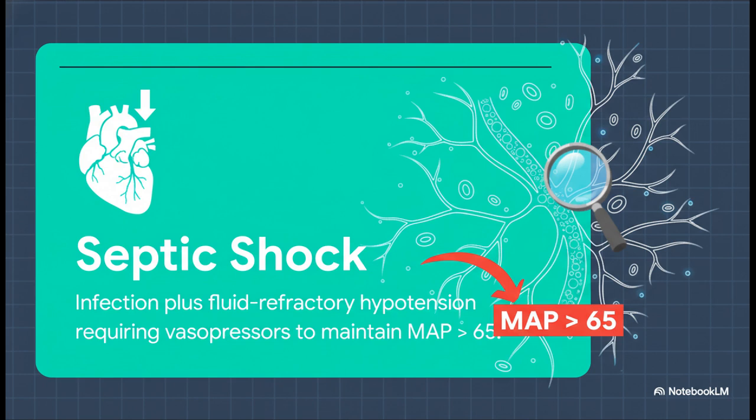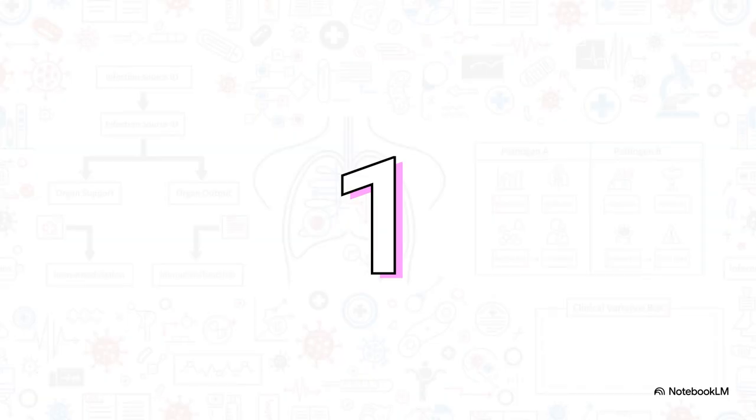You're looking at clinical evidence of infection combined with persistent fluid refractory hypotension requiring vasopressors just to keep that mean arterial pressure, or MAP, at or above 65 millimeters of mercury, alongside a serum lactate greater than 2 millimoles per liter. Your primary goal is hardwired right here. Maintain that pressure gradient to keep the end organs alive. And you have exactly 1 hour.